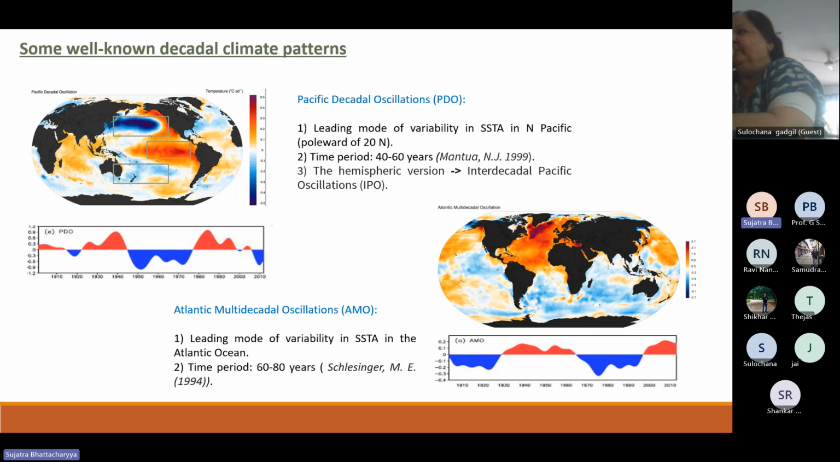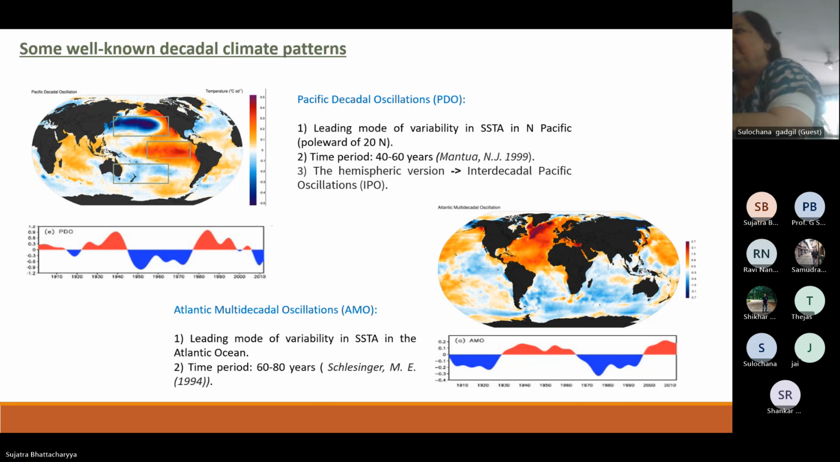This IPO or PDO structure in the tropics looks like an El Niño type of condition. The only difference is that in El Niño, the spatial pattern is mostly confined to the tropics, but when you talk about decadal climate, it extends into the subtropics. And also, you can see there is a cooling in the subtropical portions on the other side. So this is in the Pacific Ocean. Similarly, in the Atlantic Ocean, we have something called the Atlantic Multidecadal Oscillation, which has a period of around 60 to 80 years. So these are some leading modes of variability at these time scales in different ocean basins, right?